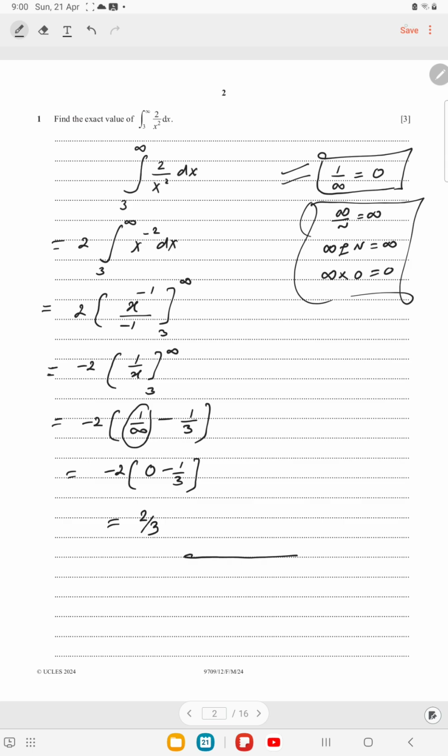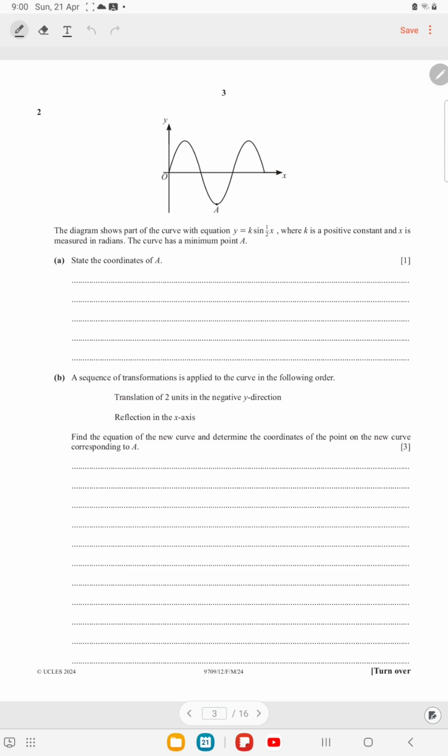I hope it is clear. Let's proceed to the next. In question number 2, guys, the diagram shows part of the curve with equation y equals k sine x by 2. So the period is double because of x by 2, where k is a positive constant and x is measured in radians.